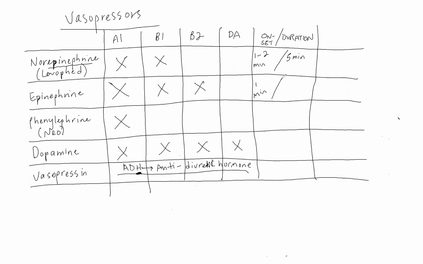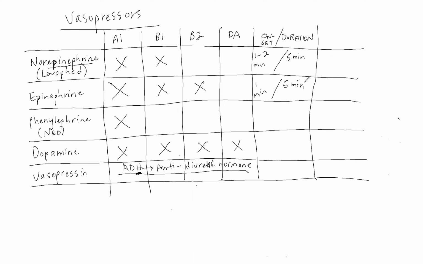And for duration for epinephrine, if you're on a drip, this can sort of be extended out to 10 minutes or so. But for the most part, the way that I think about epinephrine is we give epinephrine every 3 to 5 minutes in a code. So the duration there is somewhere around 5 minutes.